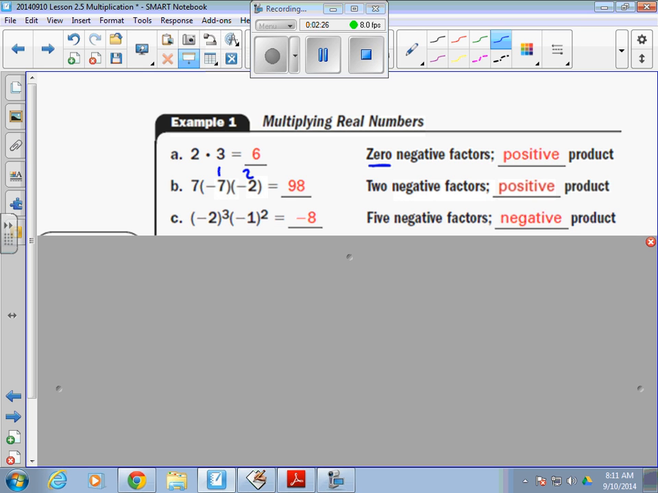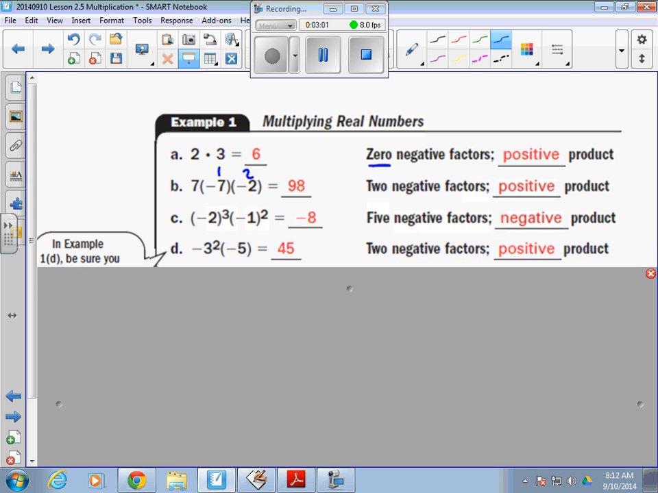There are 5 negative factors. Notice there's only one negative 2 shown and one negative 1 shown. But negative 2 is being multiplied by itself 3 times because it's being cubed. So that's 3 negatives. Negative 1 is being multiplied by itself twice, so that's 2 more negatives. That's how we get 5 negatives. That's an odd amount, therefore it's going to be negative. 2 times 2 times 2 is 8, and it doesn't matter how many times you multiply 1 by itself, you still get 1. But since there are 5 negatives, it will be negative 8 and not positive 8.